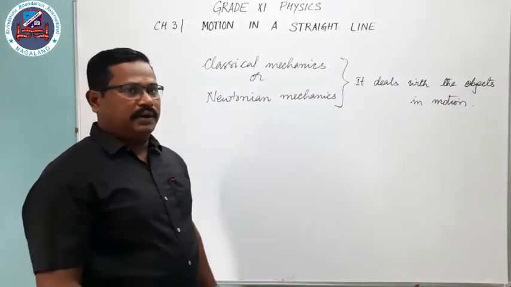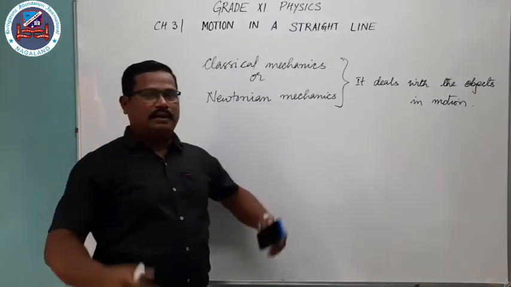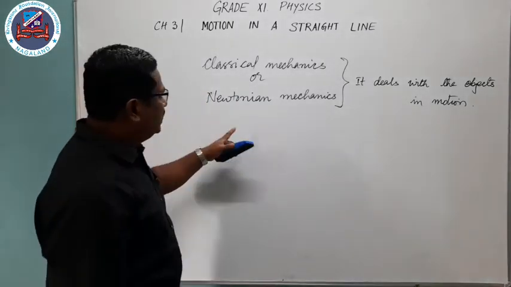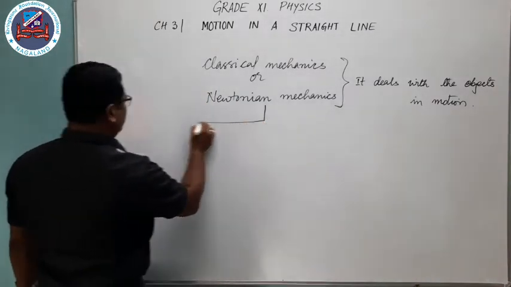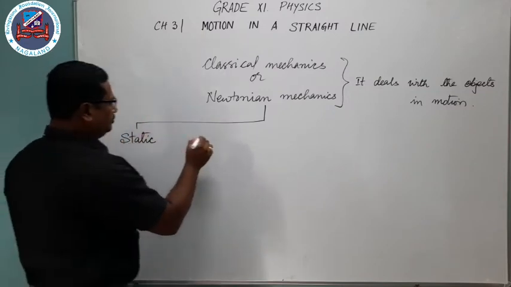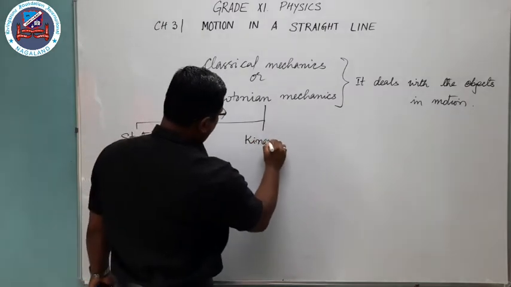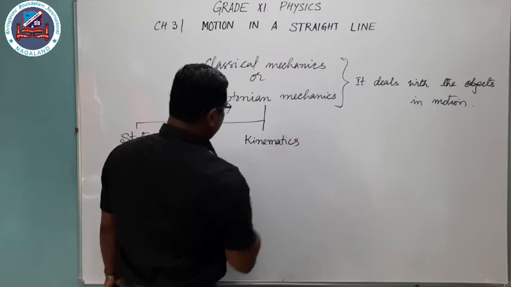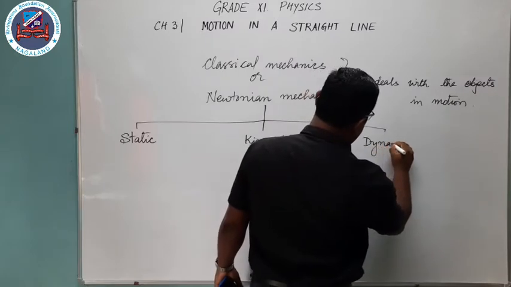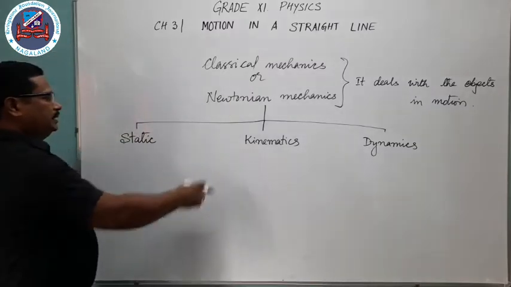Mechanics is broadly classified into two parts: classical mechanics, and the other one that you study as quantum mechanics in higher classes. This classical mechanics is further classified into three parts: statics, or simply we say static, then the second part is kinematics, and the third part is dynamics. These are the three parts of classical mechanics.